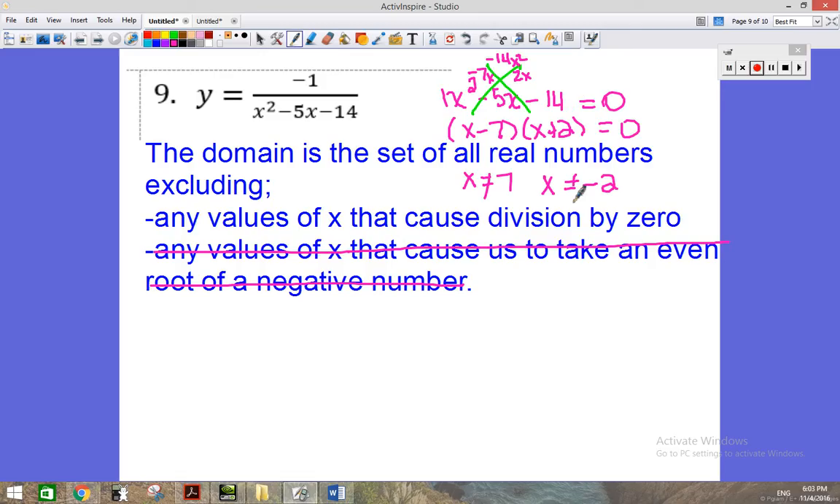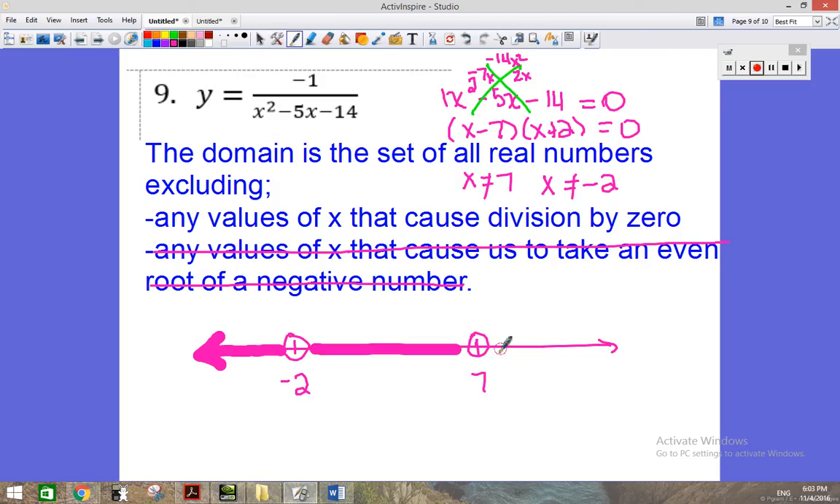We do not want that to happen. For any number that we plug in, any value of x, we want it to be related to some y value. So on my number line, somewhere here on the left, I've got negative 2. I'm going to throw it out. And to the right of negative 2, somewhere at 7, I'm going to throw it out. But everybody else is fine. There's no other solutions to this equation. There's no other values that cause division by 0. So my domain is the set of all real numbers, excluding these two troublemakers.